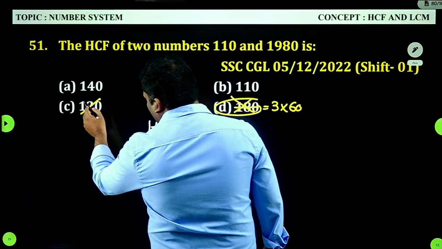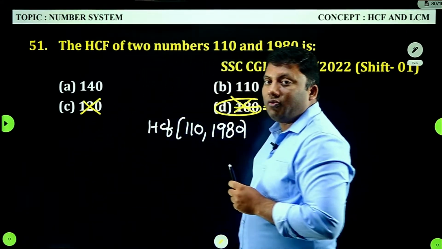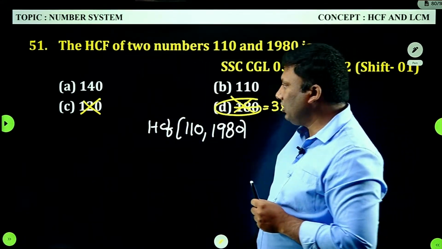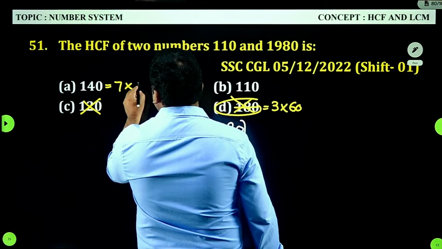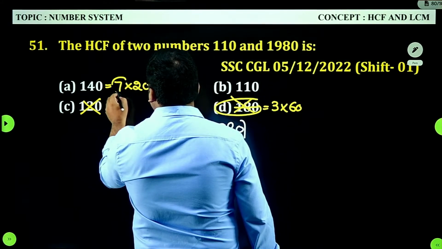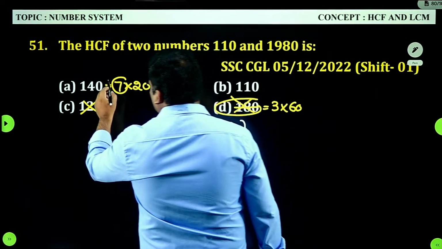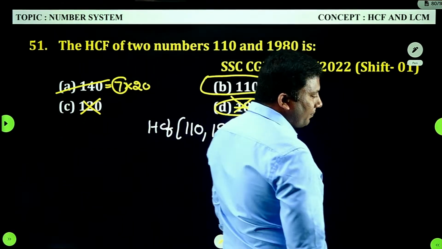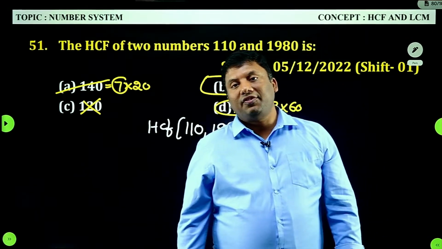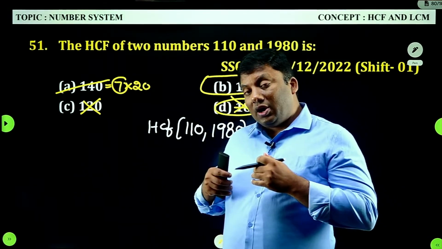120 is divisible by 3. Input 110 is not divisible by 3. 140 is 7 into 20. The answer is divisible by 7, but 110 is not divisible by 7. The answer for this question is 110. Are you all with me?